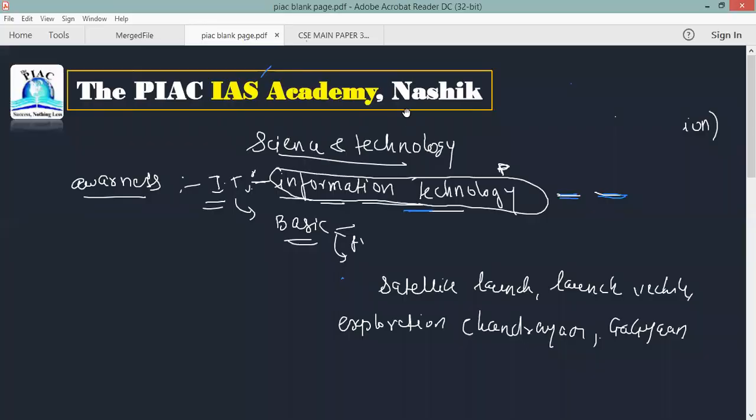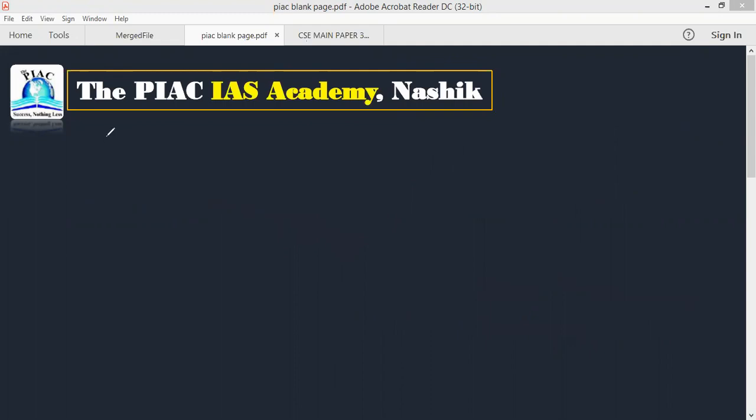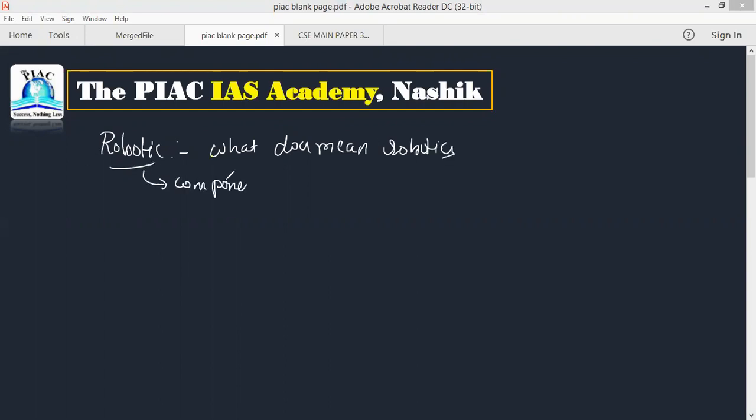So the topic we are talking about is robotics. What do you mean by robotics? What are the components of robotics? Then what are the applications of robotics?